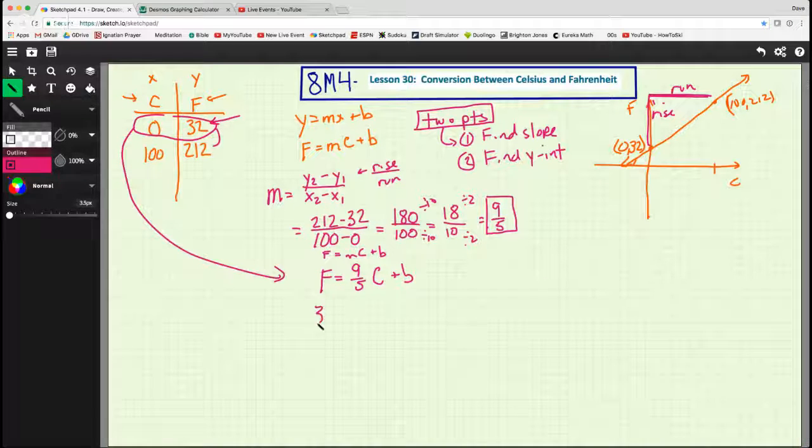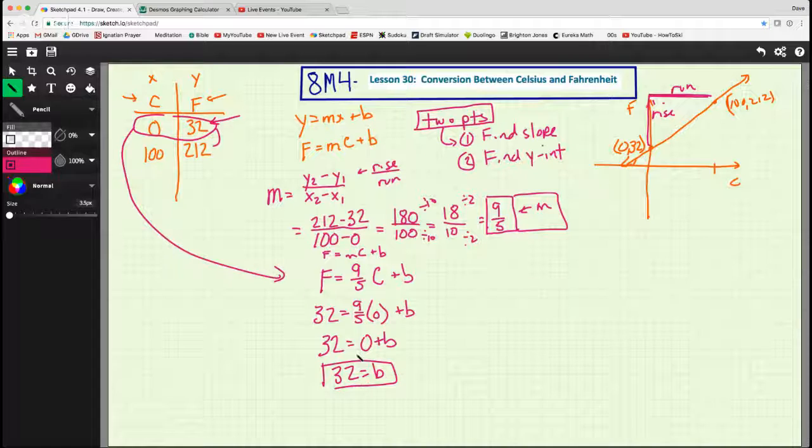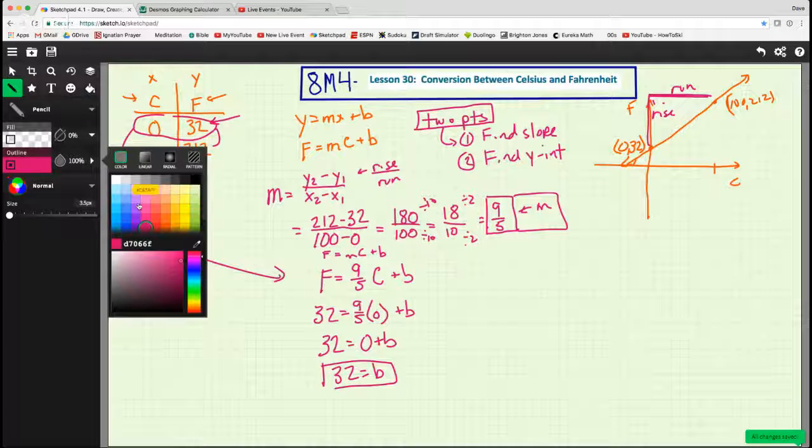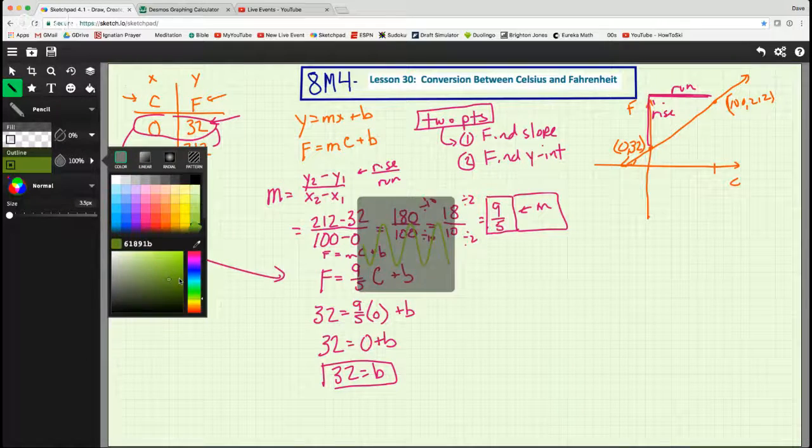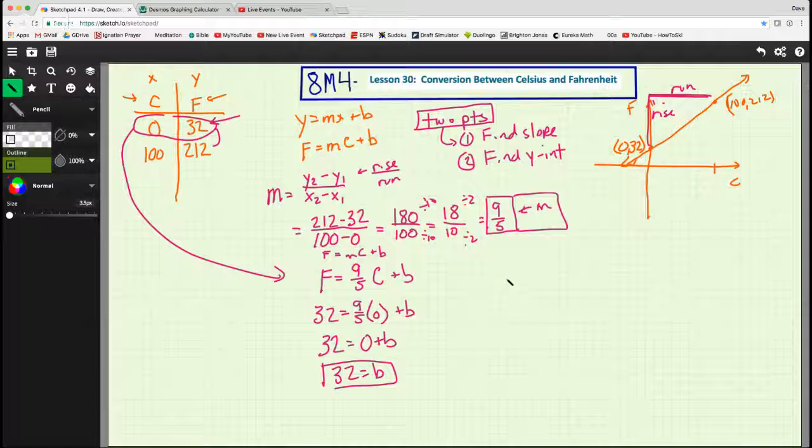So our F is 32 equals 9/5 times 0, C is 0, plus B. Oh, this is working out nice. 32 equals 0 plus B. 32 equals B. So our slope is 9/5, our B is 32. So our final answer here is F equals 9/5 times C plus 32.